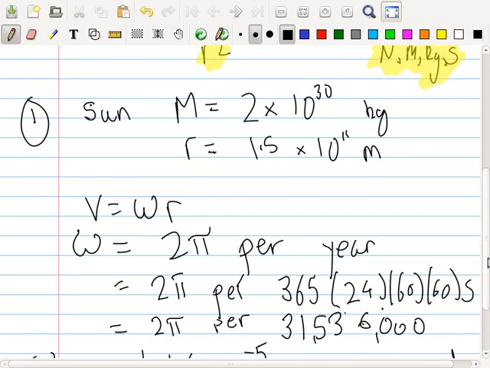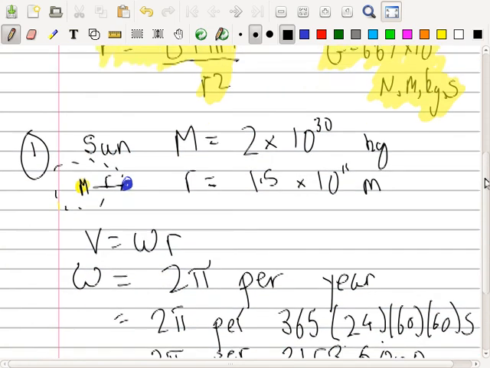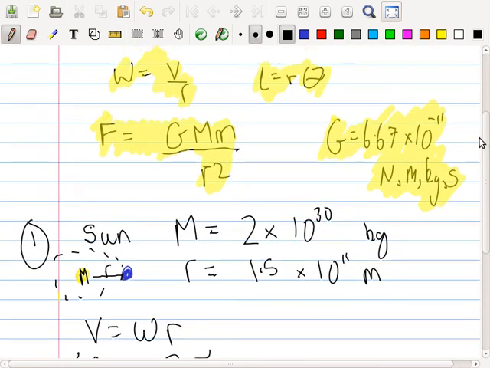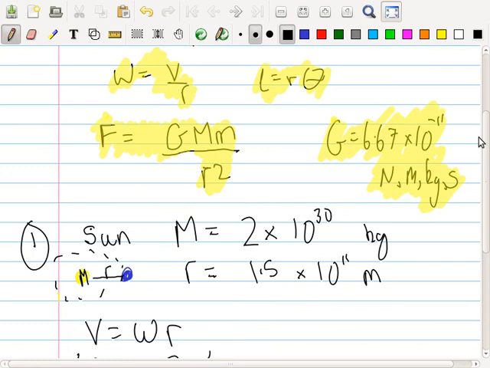If you want to look at it, there's Earth, and there's the Sun, and it's going around like this. Here is the M, and the F means the force. Is it gravitational force? Yes, gravitational force.